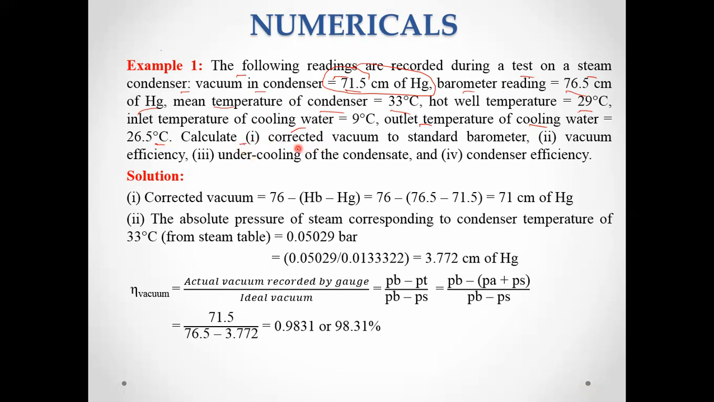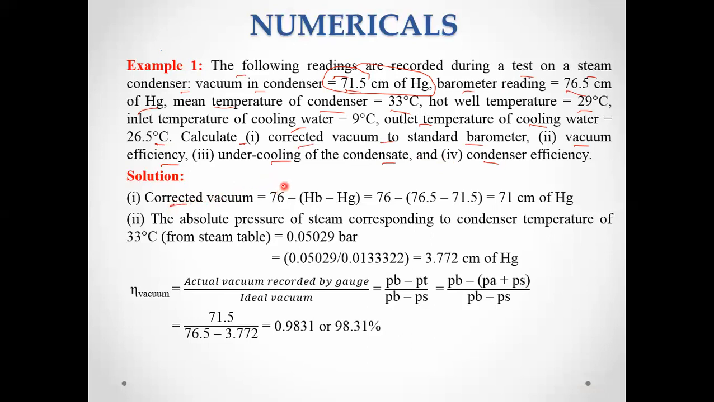What do we have to find? We have to find the corrected vacuum to standard barometer. Then the vacuum efficiency, then we have to calculate the undercooling of the condensate and the condenser efficiency. So the first thing we have to calculate is the corrected vacuum.